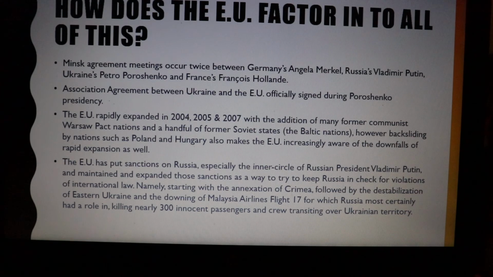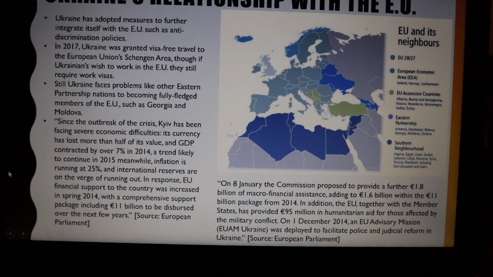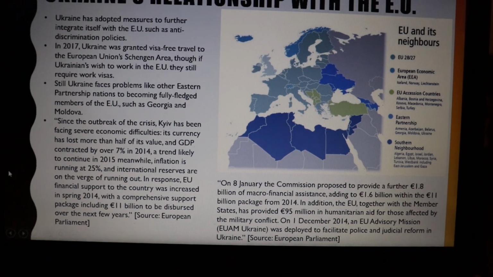And so you have all of these things going on, and Ukraine is still trying to become more integrated with Europe, but there's the tension with Russia. And so Ukraine has adopted measures to try and get more in line. It has adopted anti-discrimination policies in line with the EU. In 2017, Ukraine was granted visa-free travel to the European Union Schengen area, but they still need to obtain work permits if they actually want to work there, but still it's a step towards further integration.